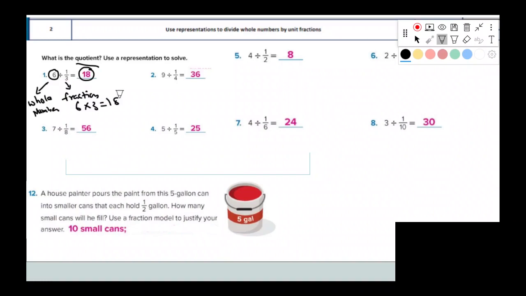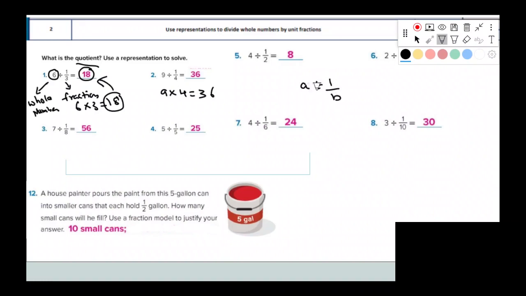So whatever result you get, answer 18, that is called the quotient. Now here 9 is a whole number, 1/4 is a unit fraction. So multiply 9 and 4. So this is 36 because the rule is a whole number when you divide with a unit fraction.